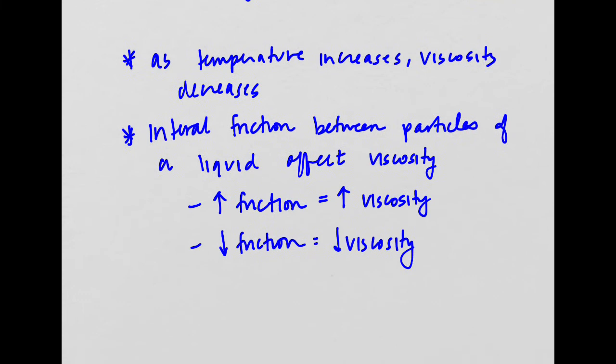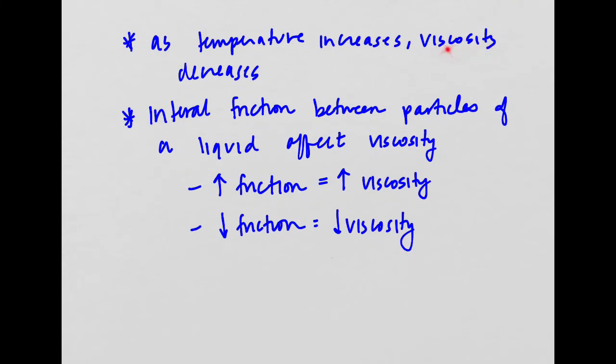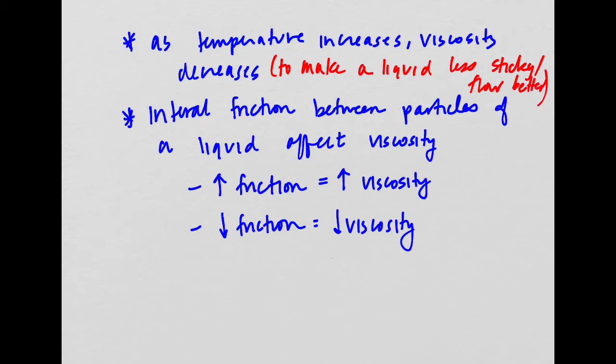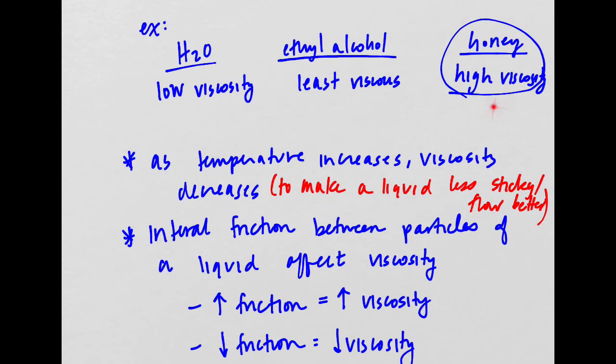So remember, in order to decrease viscosity, to make a liquid less sticky and flow better, to make it more runny, there are lots of different ways you can say this, we have to increase the temperature of the liquid. So as I increase the temperature, the honey begins to flow more easily.